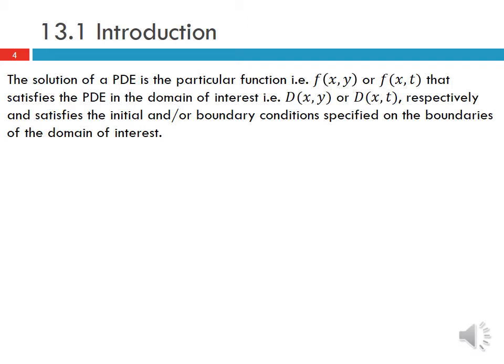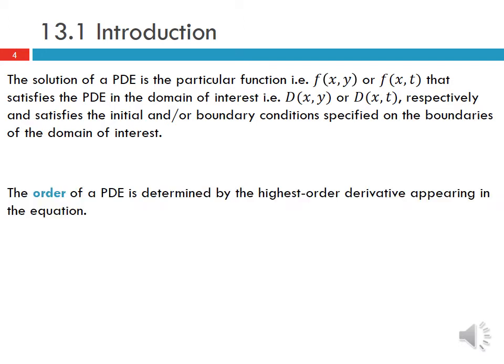The solution of a PDE is the particular function f of x and y, or f of x and t, for example, that satisfies the PDE in the domain of interest, where the domain of interest could be D of x and y or D of x and t, respectively, and satisfies the initial and/or boundary conditions specified on the boundaries of the domain of interest. The order of a PDE is determined by the highest order derivative appearing in the equation. For example, this equation is second order, because the highest order derivative is second order.